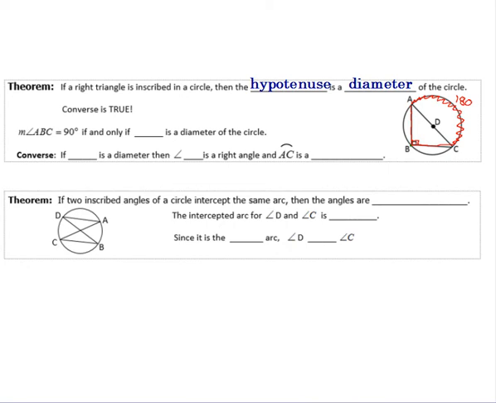And so that converse is actually true as well. It says angle ABC equals 90 if and only if AC is the diameter of the circle. So if I have a diameter, I can say that the inscribed angle is 90 degrees.